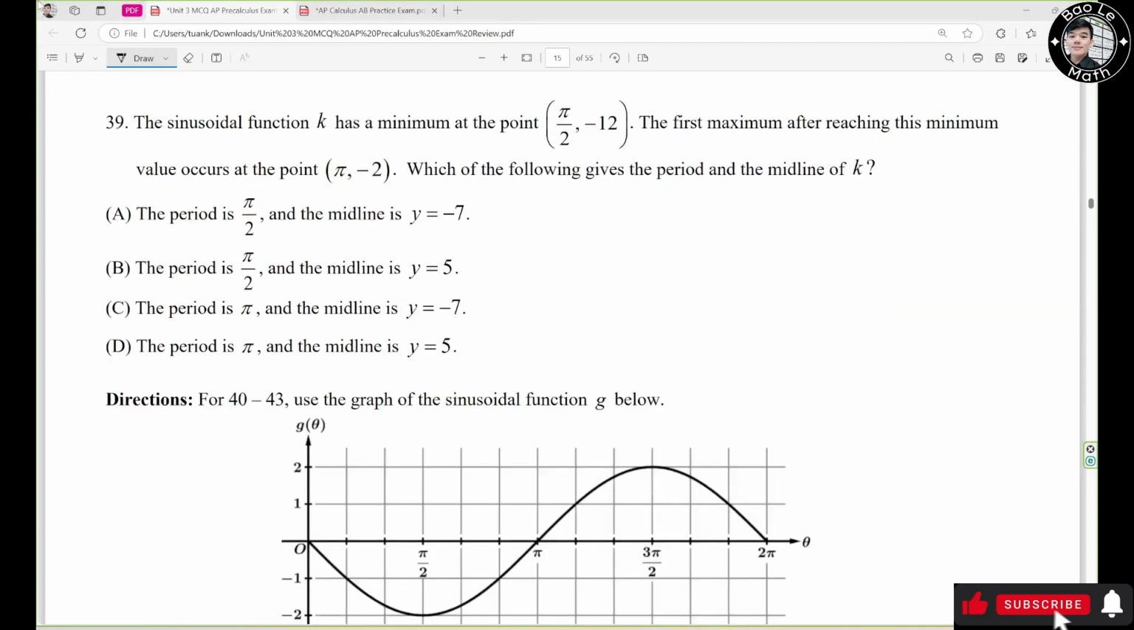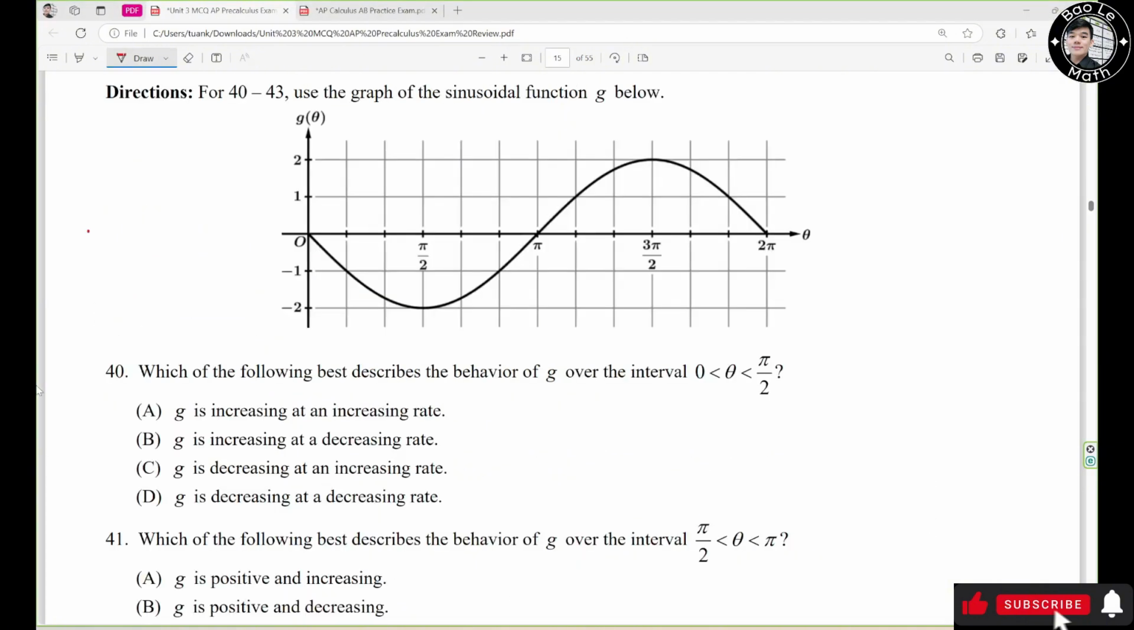Now question 39 is similar to question 38. I'm going to leave this one for you to practice. The answer must be C. Now question 40. Which of the following best describes the behavior of the function g over the interval 0 to π/2? So 0 to π/2 means this part right here. So the interval should be this part right here.